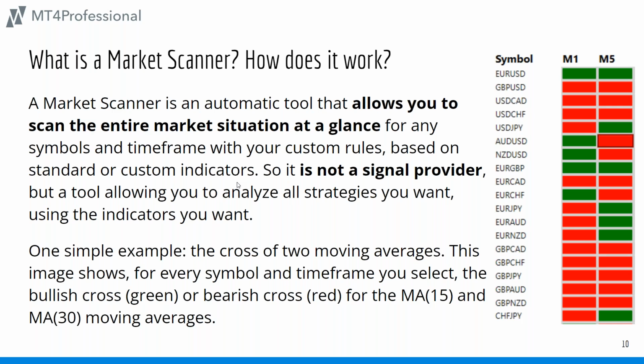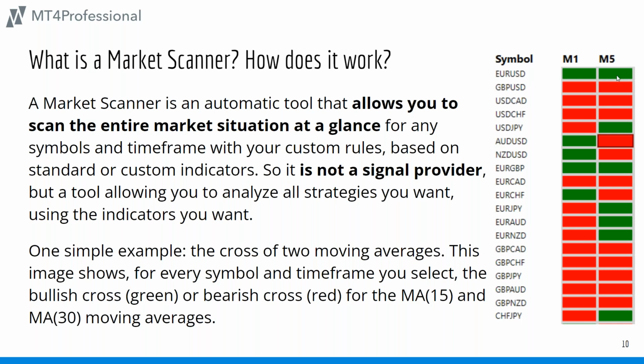One simple example, which I introduced earlier, was the 2 moving average cross. The image on the right shows a list of symbols in a spreadsheet layout with a 1-minute column and a 5-minute column. So if you look at this, you would think, okay, the euro US dollar is bullish on both the 1 and the 5-minute time frames.